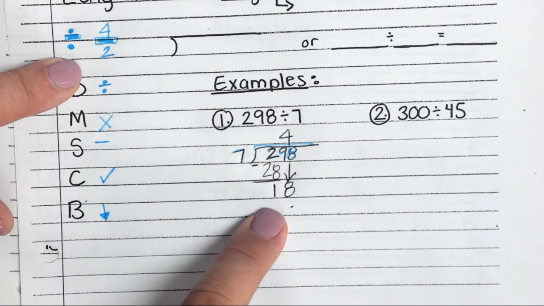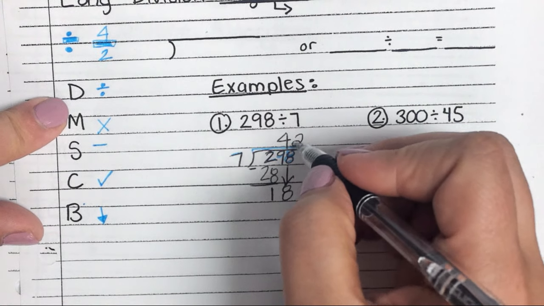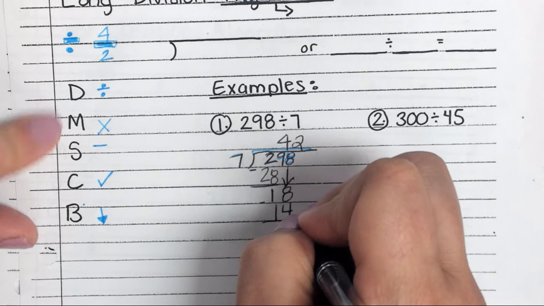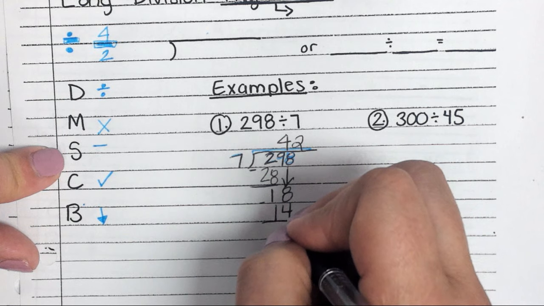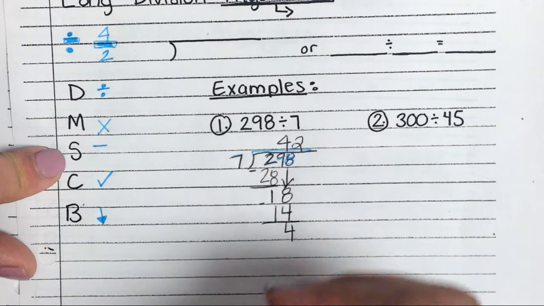So 7 goes into 18 2 times. Now we multiply. 2 times 7, 14. Now we subtract. 18 minus 14. Remainders or the decimals? Hang tight with me. We'll get there, I promise. Just stick with me, okay?